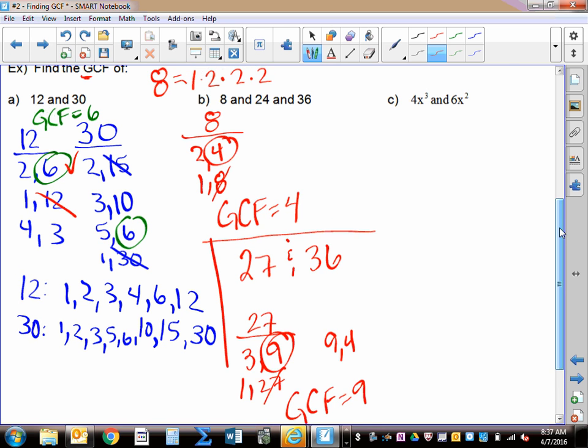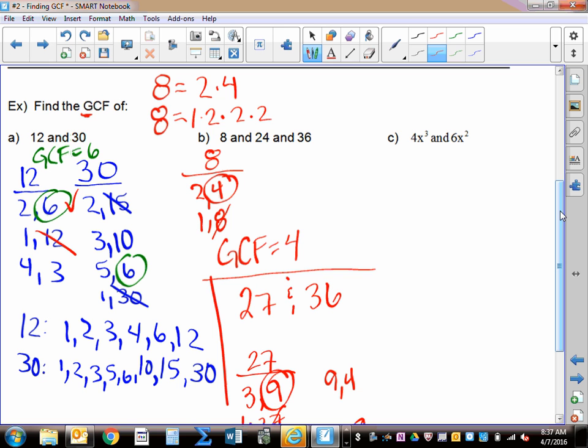Okay. So now let's take a look at our variables. What do you think is the GCF for 4 and 6? 2. Good. Okay, so my GCF, we want to do our numbers first. 2. Now, with my variables and exponents, I'm actually going to have the variable with the smallest exponent. So which one has the smaller exponent? Good, so it's actually going to be 2x squared.